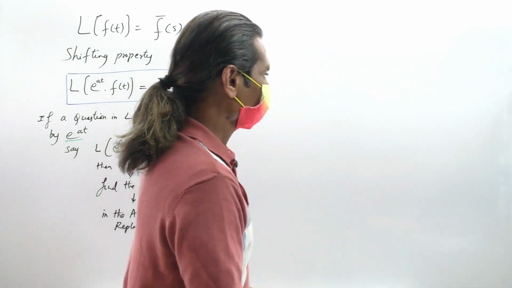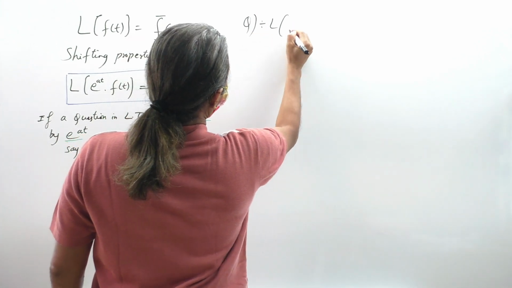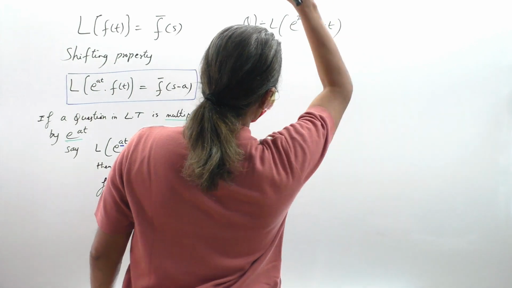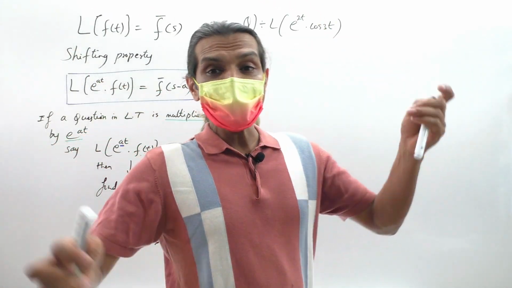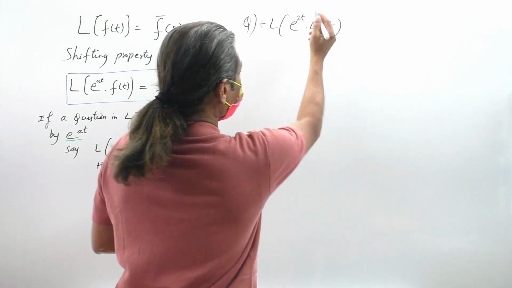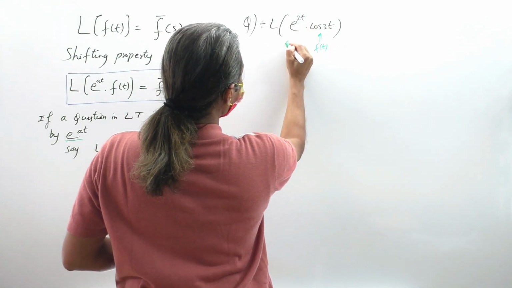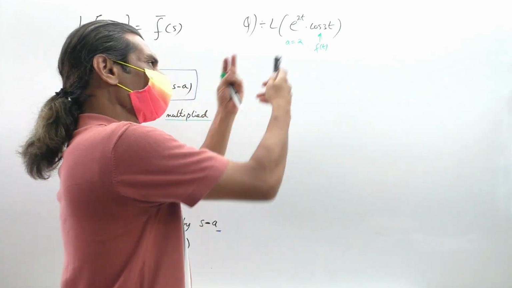Let's say a random question: Laplace of e raised to 2t into cos of 3t. Now here, this is the shifting property. Why? e raised to at into f of t. This is f of t, and e raised to at, what is a equal to? 2. As simple as that. Now you know this is the shifting property.